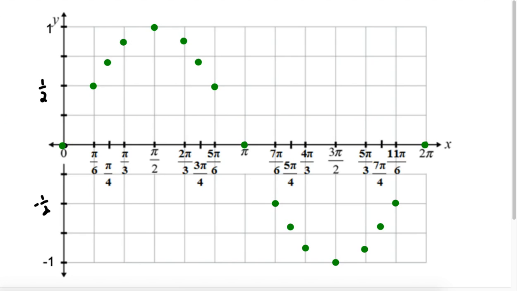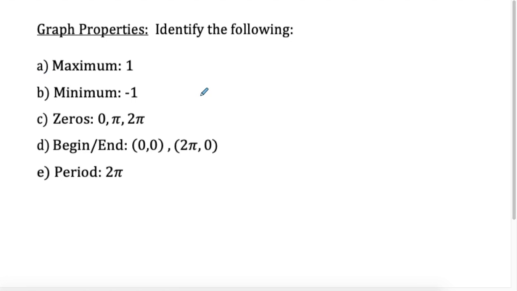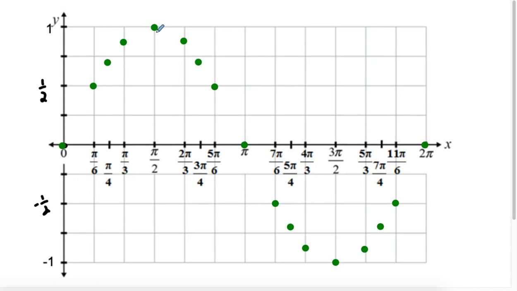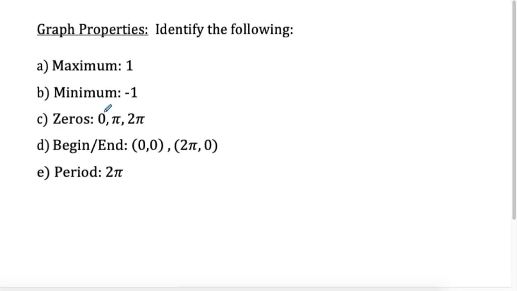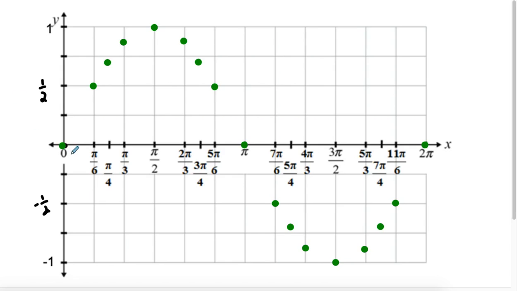Now, as far as the other questions, the maximum value, remember whenever we're talking about maximum and minimum values, we're talking about the y value. So the maximum value that occurs is 1. The minimum that occurs is -1. The zeros are the x values where the graph crosses the x-axis. So here that occurs at 0, pi, and 2 pi.